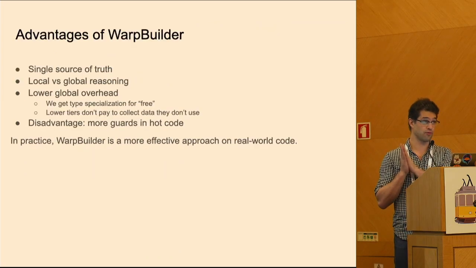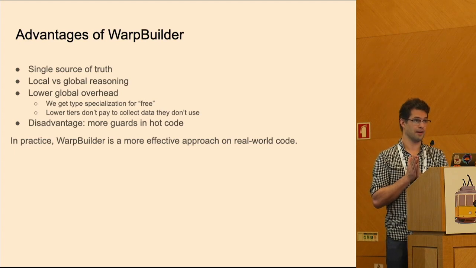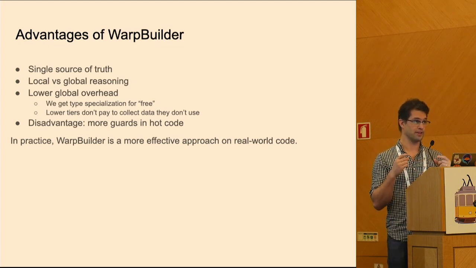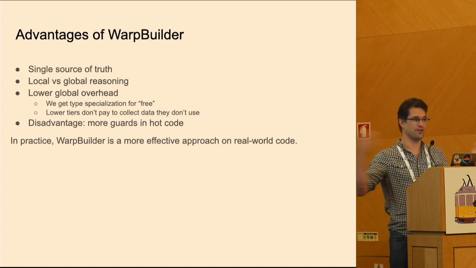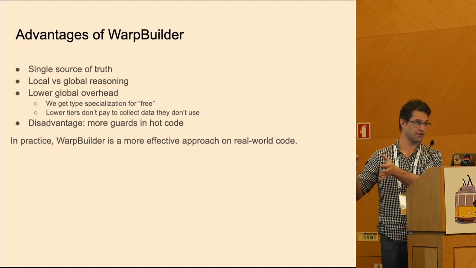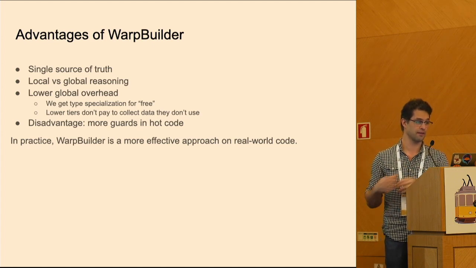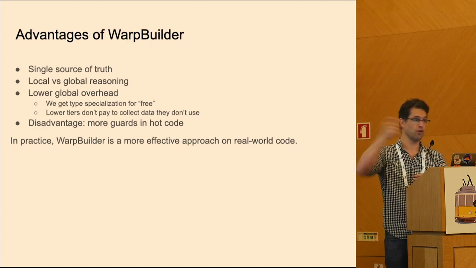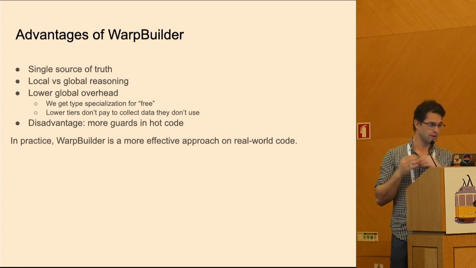And so the advantages of Warp Builder are, first of all, that it is a single source of truth. It is a single place where every speculative optimization that we do is implemented, where we say, if I have seen two integers, I know what to do. If I have seen a call to this particular built-in, I know what sort of code to generate there. And it exists in exactly one place, rather than needing to look at your inline caches and then figure out what to do again based on that.